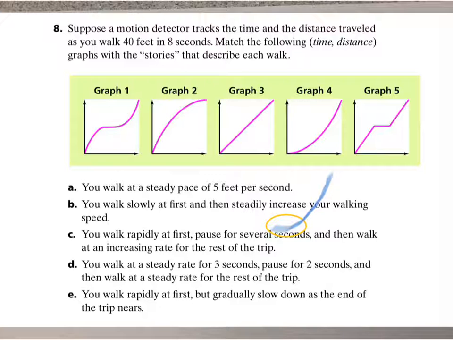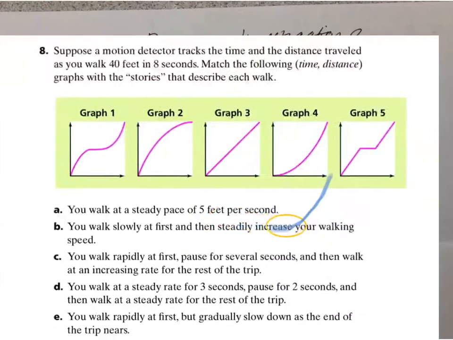Because I start walking fairly rapidly, and then I pause, and then walk at an increasing rate, I want to make sure that I'm indicating that kind of succession. So rapid, and then I'm not really walking a whole lot, and then I start walking again. So the only two graphs that will really indicate that could be graph 1, could maybe work, and graph 5.